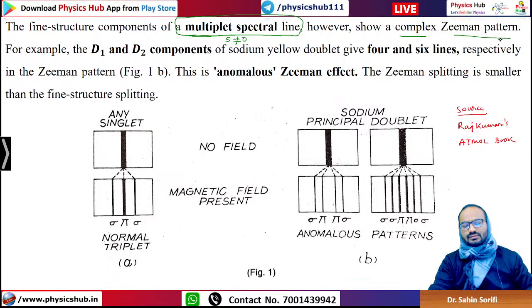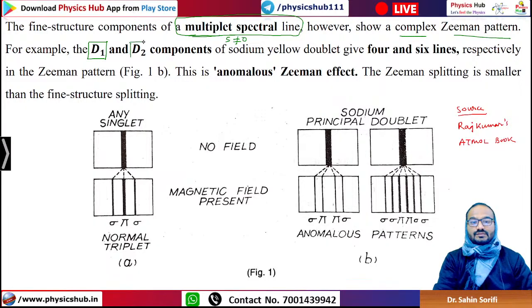For the normal Zeeman effect, you will always get 3 lines. For anomalous, you may get more than 3. Now, the very famous example is the sodium D lines. Sodium has 2 D lines. One is D1, 5896 angstrom, and D2, 5890 angstrom. These two components form the sodium yellow light doublet, meaning it has 2 lines, D1 and D2. It gives 4 and 6 lines. For the D1 transition, you will get 4 lines. For the D2 component, you get 6 lines in the Zeeman pattern.